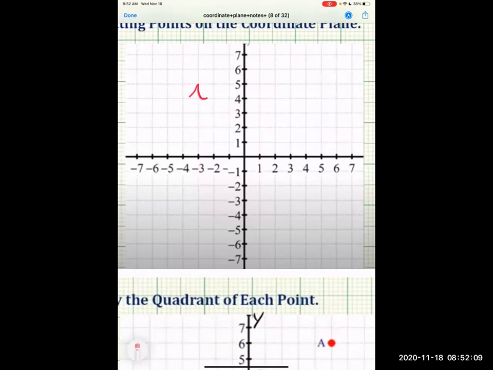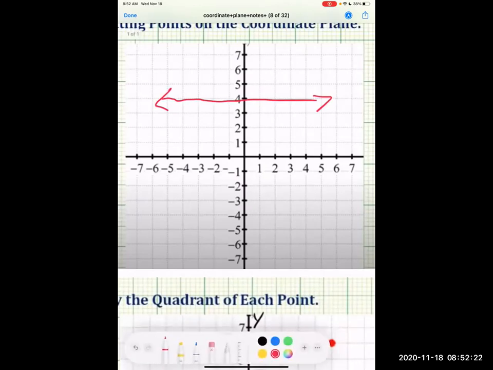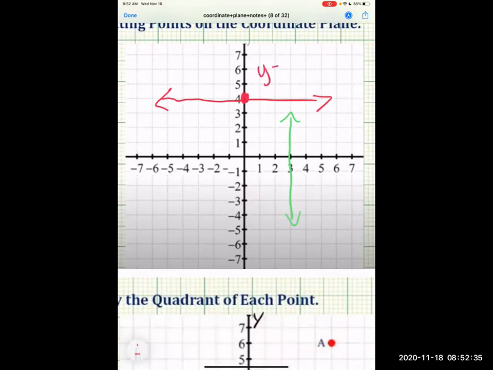I'm going to draw two in different colors, and I want you to pause it and think about it. What is the equation for the red line? And what is the equation for the green line? Well, the equation for the red line, since it's a zero slope, we say that y is equal to the point that it crosses, which is 4. Since the green slope is undefined, we say that x is equal to the point it crosses, which is 3.